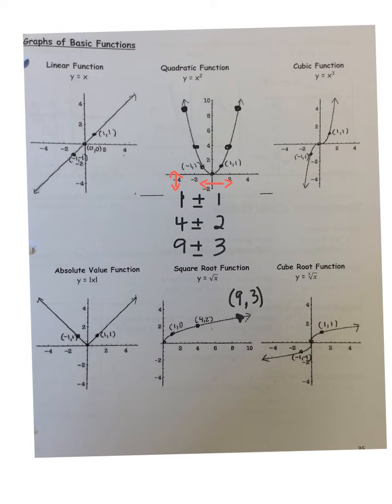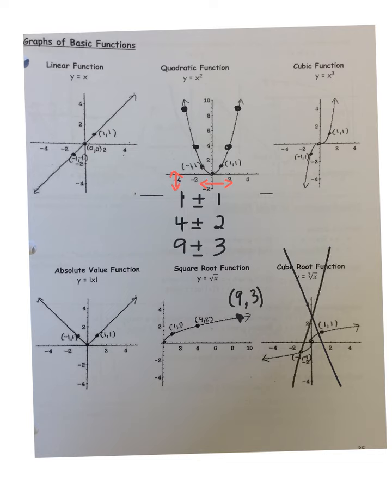Now, one thing you need to understand, remember how I said that this is a sideways parabola? Notice we don't have the bottom part of that parabola. A square root is only the top part. So we will not have this bottom part in a square root function. Now the next one, the cube root function, let's cross that out. We don't need to know anything about that.